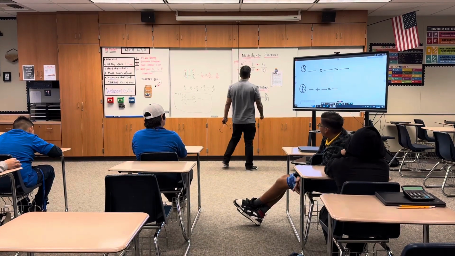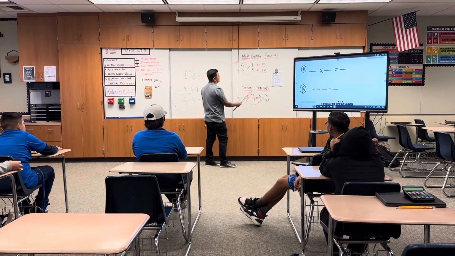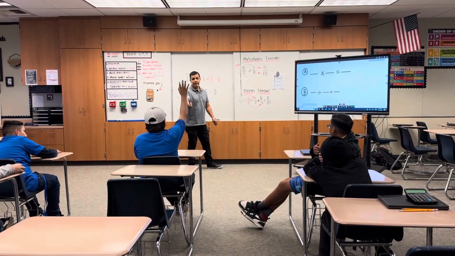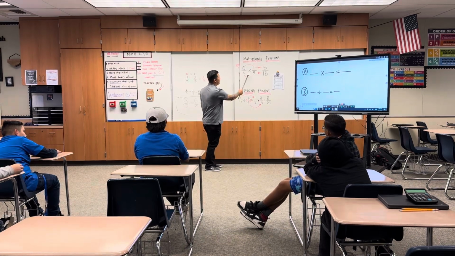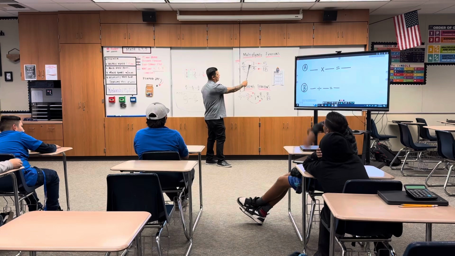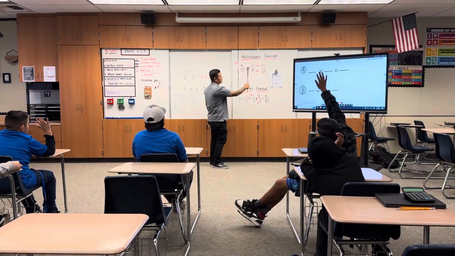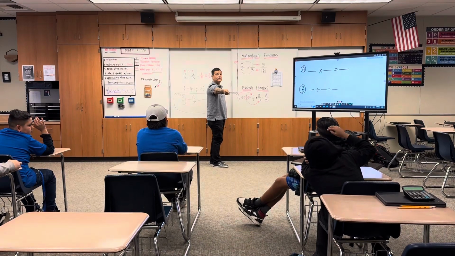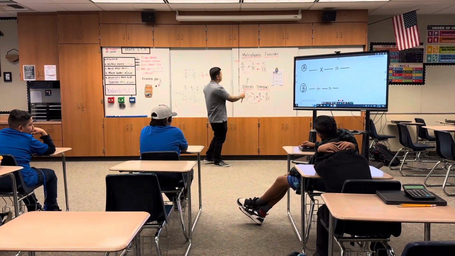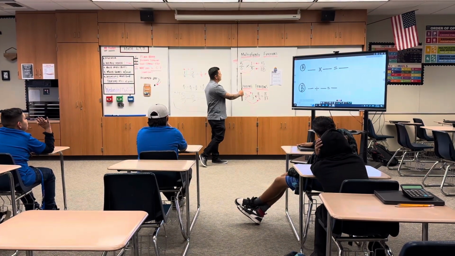Now, real quick, let's work on the sample here. 5/6 times 1/3. What is the first step that we need to do here? Remember, this is multiplying, we're not dividing. What is the first step that we're doing? We're multiplying across, which is 5 times 1 equals 5.